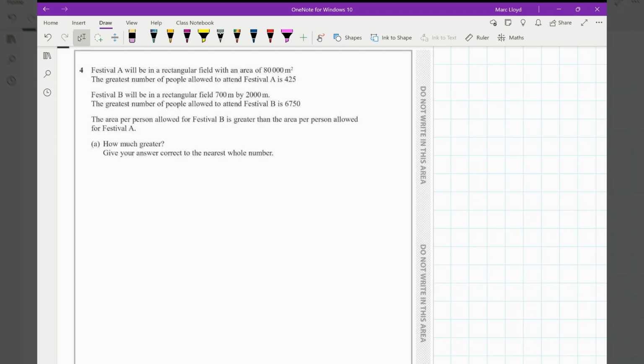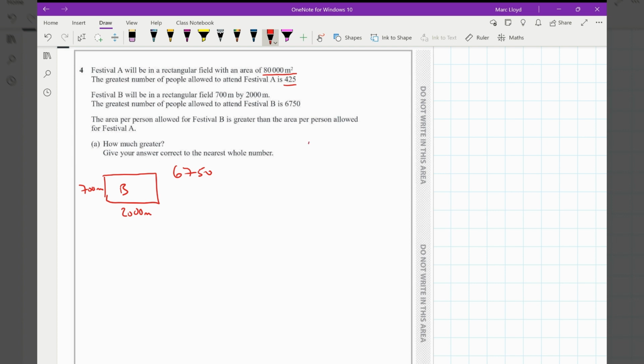So a festival is in a rectangular field with an area of 80,000 square meters. The greatest number of people allowed to attend Festival A is 425. Festival B will be in a rectangular field, and I'm going to just draw this one out. Festival B, 700 metres by 2,000 metres. The greatest number of people allowed to attend Festival B is 6,750. The area per person allowed for Festival B is greater than the area per person allowed for Festival A. How much greater? Give your answer to the nearest whole number.